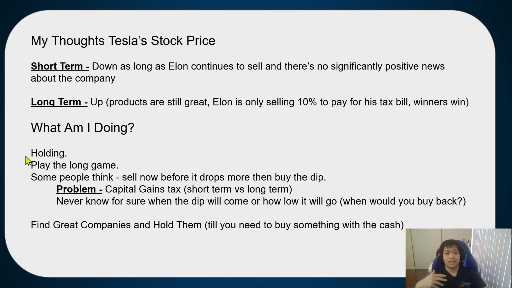And the main philosophy behind my investing is you gotta find great companies and hold them until you need to buy something with the cash. And right now, if you don't need to buy anything with the cash, just hold it. If you do need to use the cash for something, maybe you have something important to pay for, then okay, yeah, you should sell it. Because that's why you invest, so that you have money to buy the stuff you want. But if there's nothing that you want to buy right now, why bother selling it? So yeah. Anyway, that's my thoughts on Tesla.